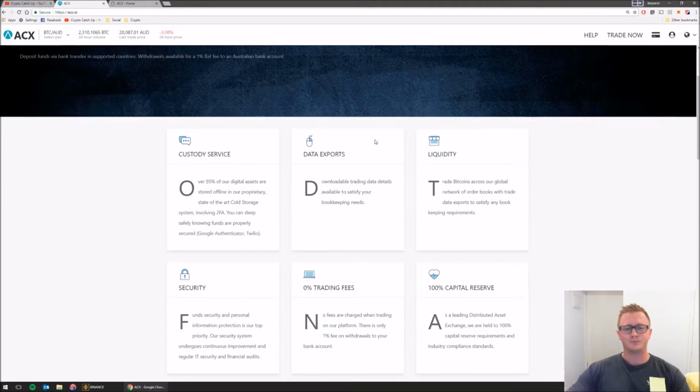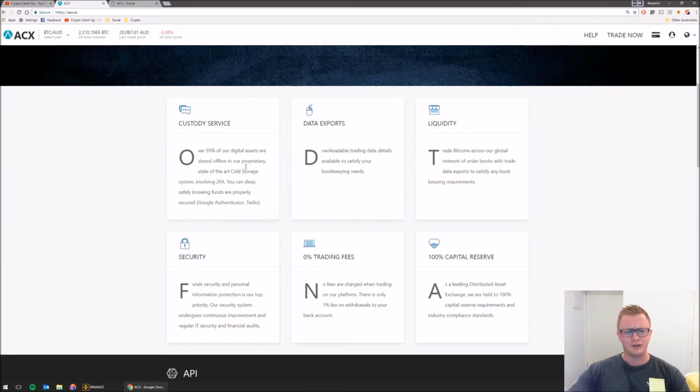All right. So as you can see here, guys, a couple of brief overviews. Like we said, the liquidity, they're saying that they've got quite a bit of money in the bank to support the dreams of all of us. You can download all your trading details, which is awesome, especially for when the tax man comes along at the end of the fiscal year. They do say they have secure services. And like I said, that 0% trading fee.